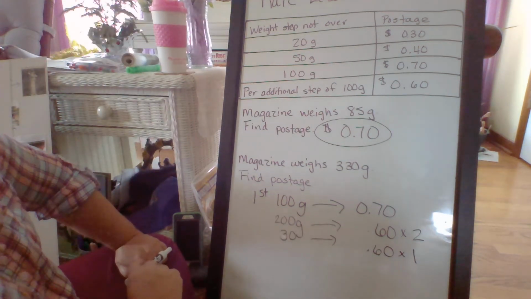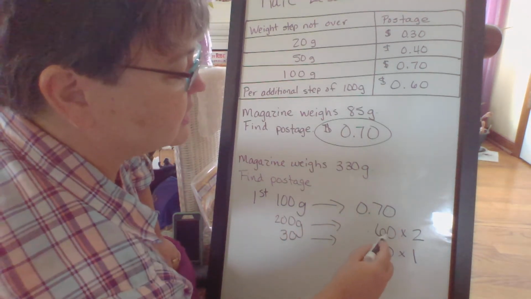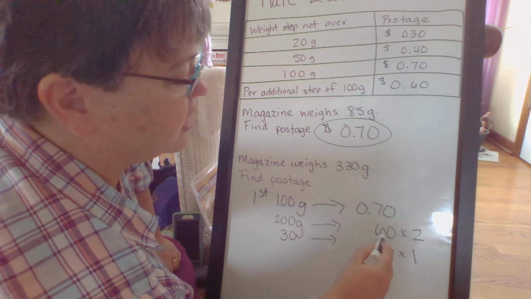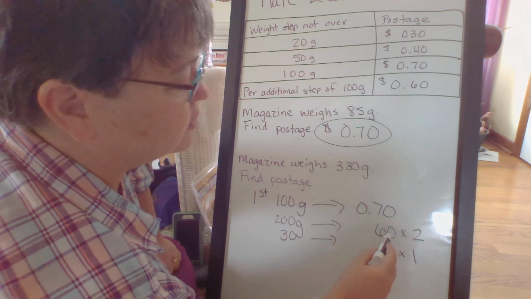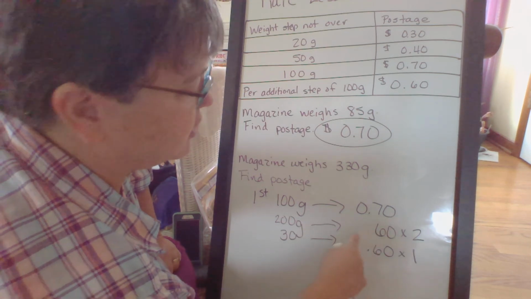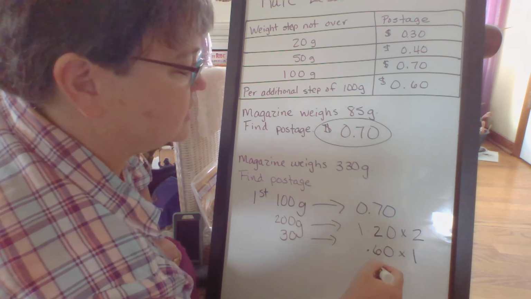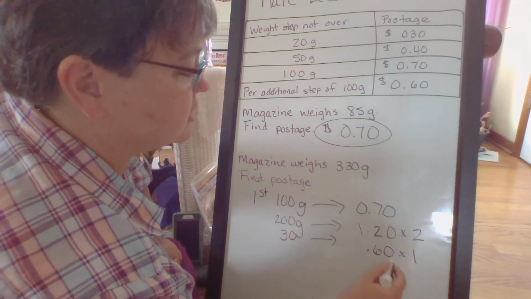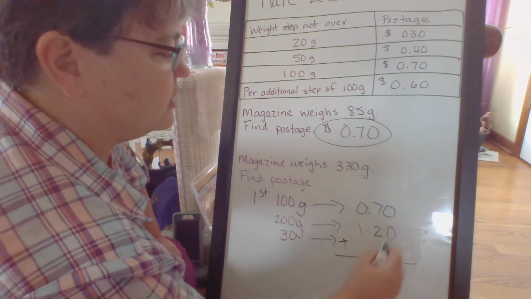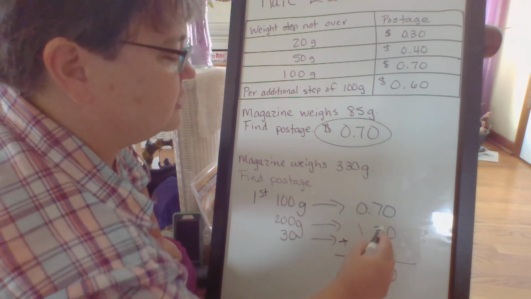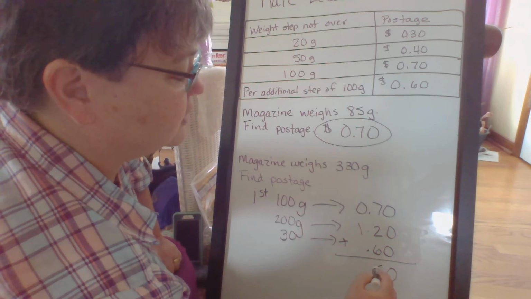So here we go. How much are we going to pay? 60 cents times 2. Well, 2 times 6 is 12, and 2 times 0 is 0. So you say 120, but we have to remember our decimal. So it's $1.20, and then the 60 cents for this. So then we can erase the times and just add these together. 7, 8, 9. 9 and 6 is 15.